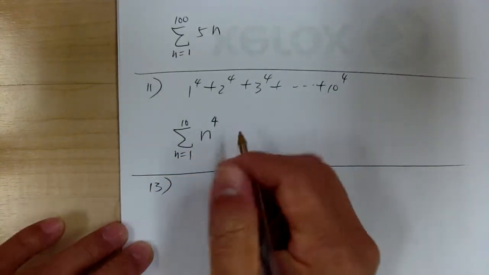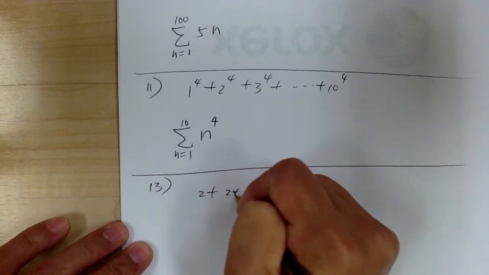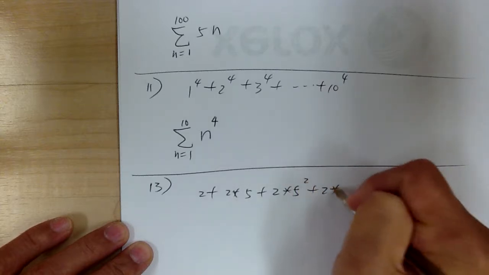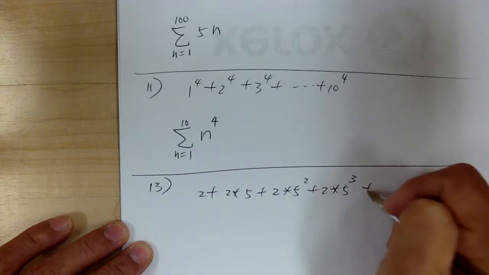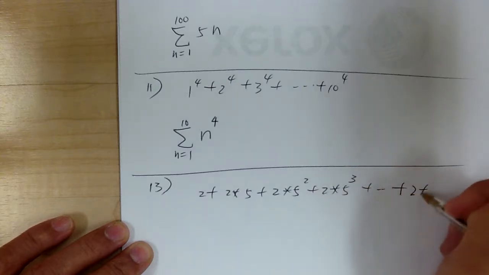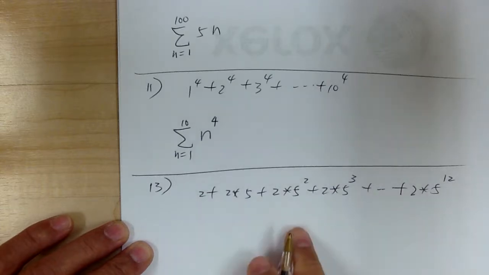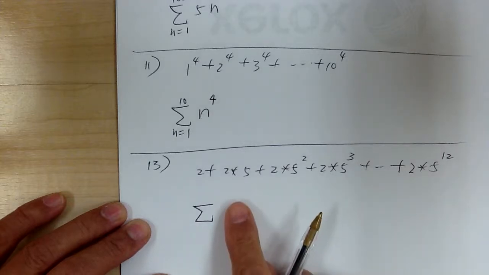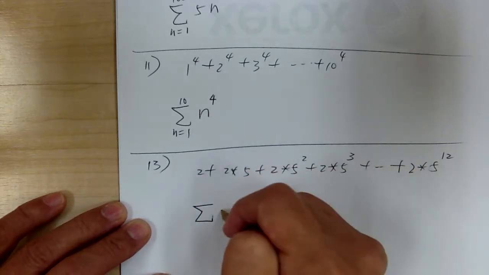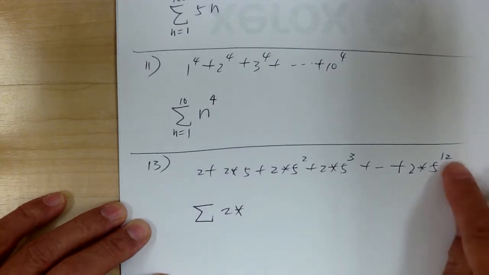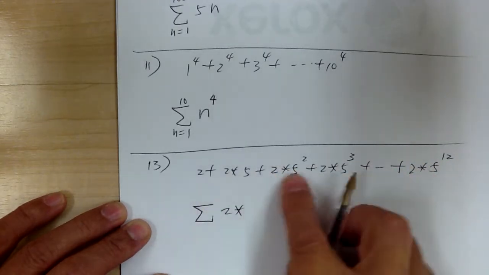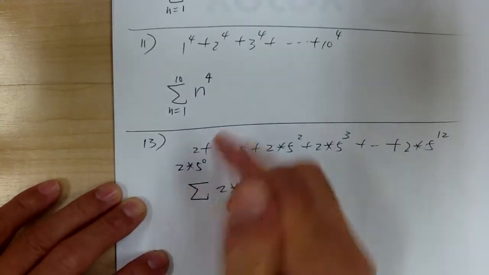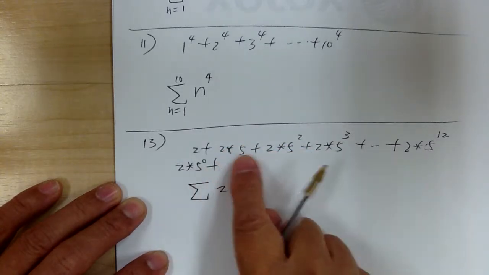Okay, 13, you have 2 plus 2 times 5 plus 2 times 5 to the 2 plus 2 times 5 to the 3 plus and so on up to 2 times 5 to the 12. Now this one is geometric. You can do it by formula, but this one is easy if you do it by pattern. You can notice every one of these has 2, right? So it'll be 2 times something. Now notice that there's an exponent. There's a 5, 5, 5. This one does not have 5, but because it's 2 times 5 to the 0 power, that's what this one is. So again, there's a 5 to something.